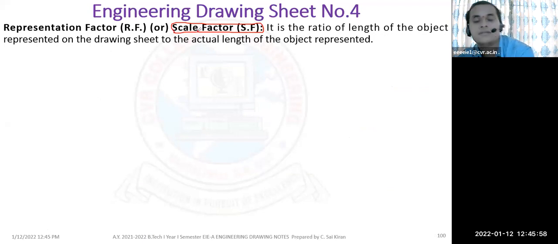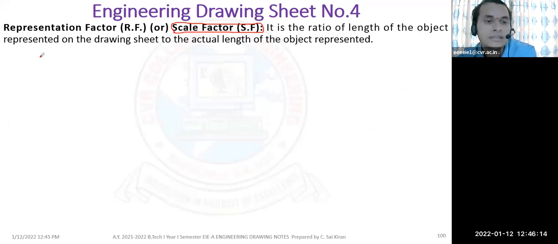First definition is the scale factor. I will take 5 more minutes so that we complete this one. First one is the scale factor. It is the ratio of the length of the object represented on the drawing sheet to the actual length of the object represented.